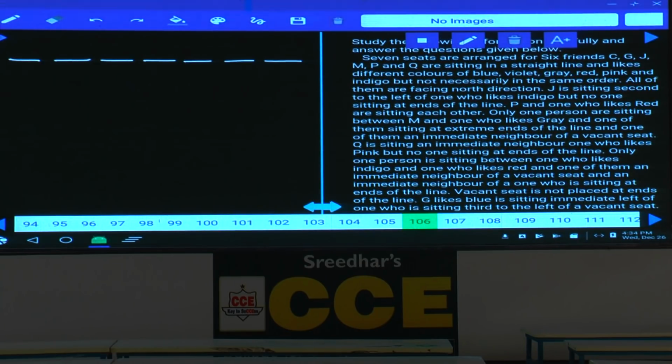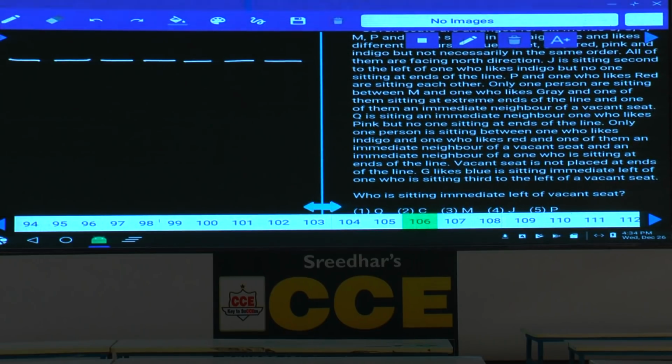C, G, J, M, P, Q are sitting in a straight line and like different colors, and each one of them is facing towards the north direction. J is seated second to the left of the one who likes indigo, but no one is seated at any ends of the line, isn't it? Now this is again very important information. J is seated second to the left of the one who likes indigo.